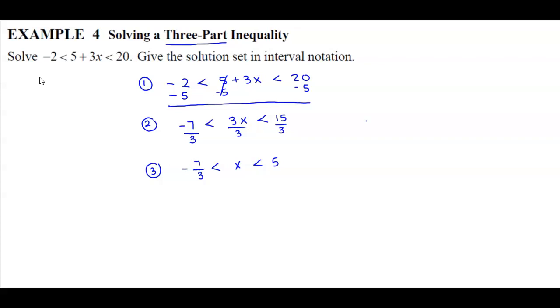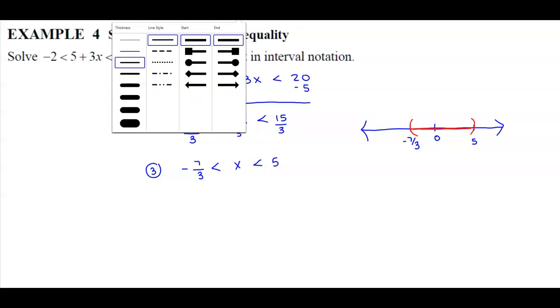Okay, so let's take a look at what this would look like as a graph. We would have -7 thirds, which is to the left of 0, and then the number 5. You can see that both are less than, which means you would have parentheses at both of those values. So you'd have a parenthesis here and a parenthesis here, and then it's all the values in between. Now let's go ahead and write our solution.